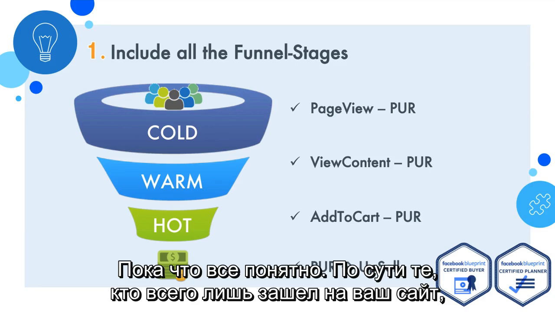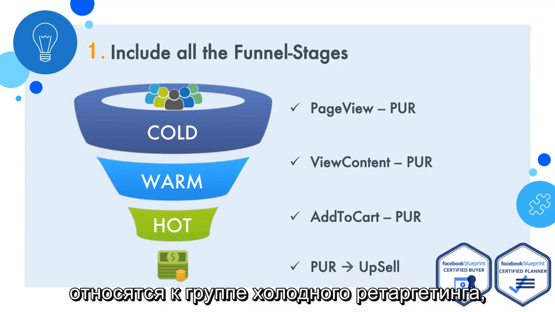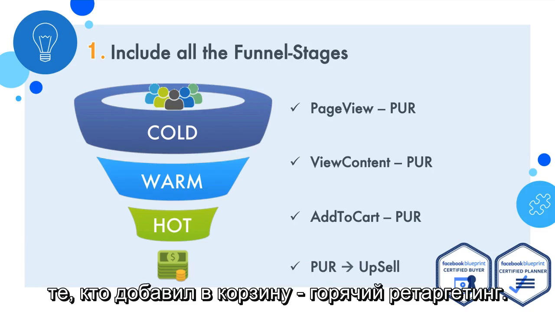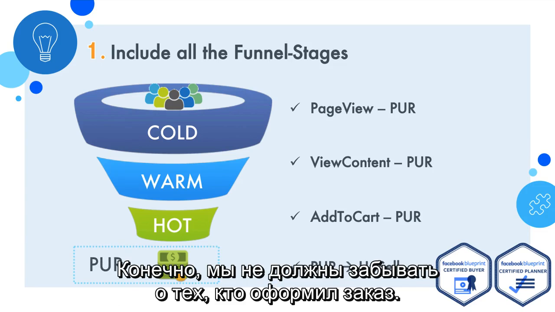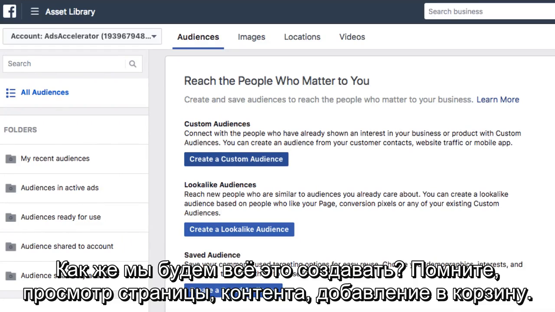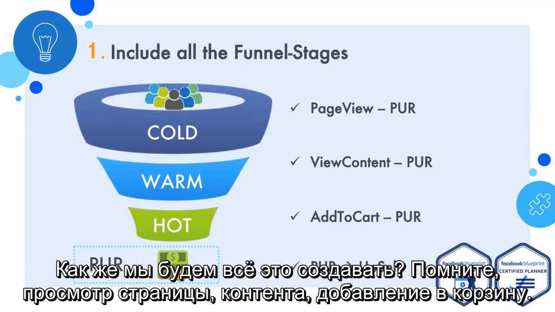So basically, someone who has just viewed your page, so that just came to the landing page, is cold retargeting. Someone that even viewed a specific product, warm retargeting, and someone that added to the shopping cart, hot. So far so good, right? And of course, we should not forget about upsell. How are we going to set all of this up? So remember, page views, view content, and add to cart.